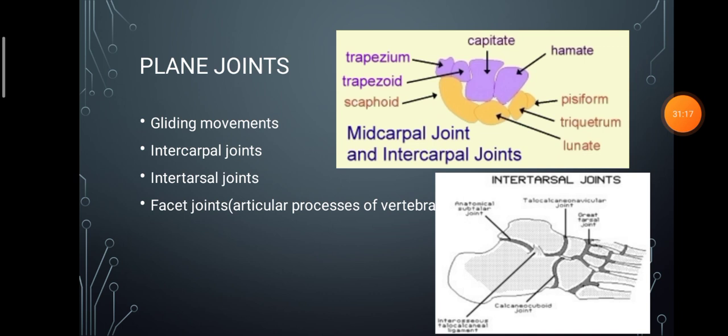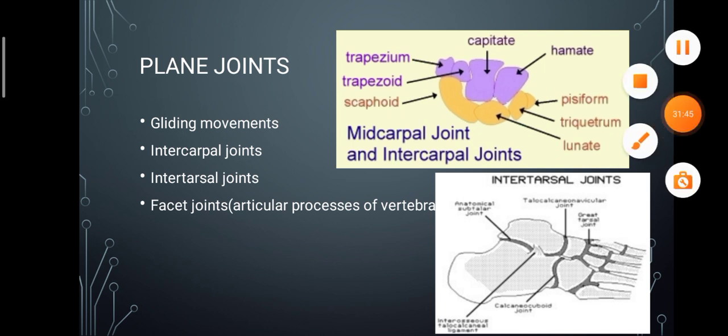Now what is this plane joint? Here the articular surfaces are flat, both surfaces are plane. So gliding or sliding movements are possible here. These permit gliding movements in various directions. Side to side movements and back and forth movements are there, with slight rotation. These are the simplest type of joint movements.